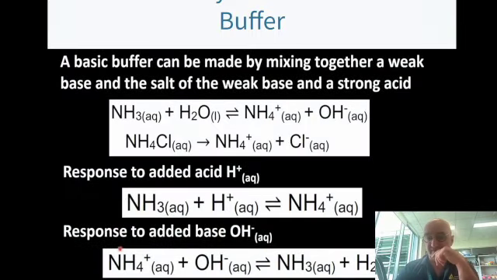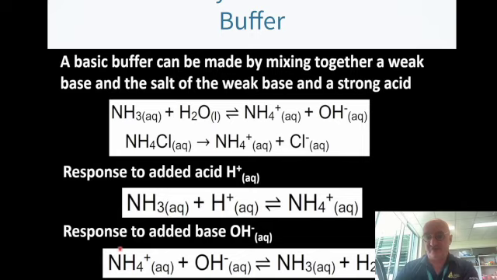A basic buffer, conversely, is the same theory. We need a weak base. Weak base here is ammonia. It will abstract a proton from H2O, giving you NH4+ and OH-, but that's an equilibrium. It's a weak base, so the equilibrium will very much rest to the left-hand side. Mix that with the salt of the base, in this case ammonium chloride, complete dissociation.